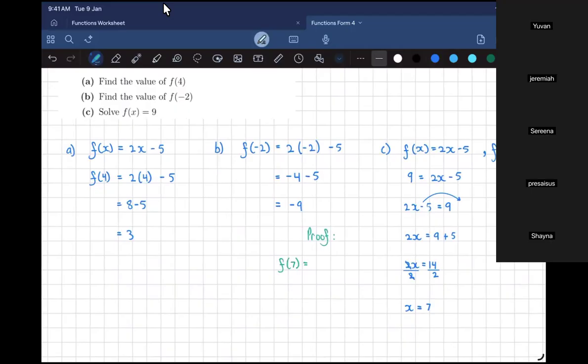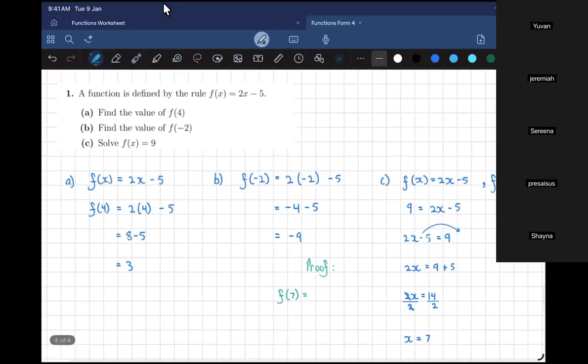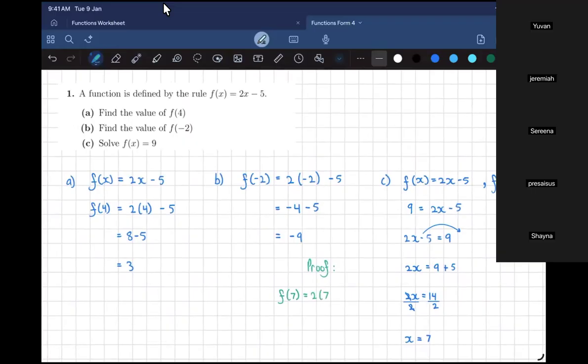Yeah, so we got the answer to be x is equal to 7 for part C, right? How would I prove if my answer is correct? That was the question. You could plug back in, like you could put 7 back in where you see x in the initial function, and what's supposed to get? Well, 2 times 7 minus 5. So 14 minus 5, which is 7.